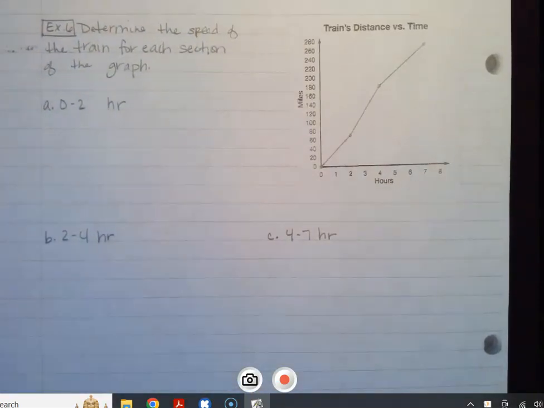Okay, so example 6 says determine the speed of the train for each section of the graph. So from 0 to 2 hours, there's no speed given. Ah, there is. You have to determine it. How are you going to determine it? Miles. Okay, so that's good. Speed is miles per hour. What does that look like?